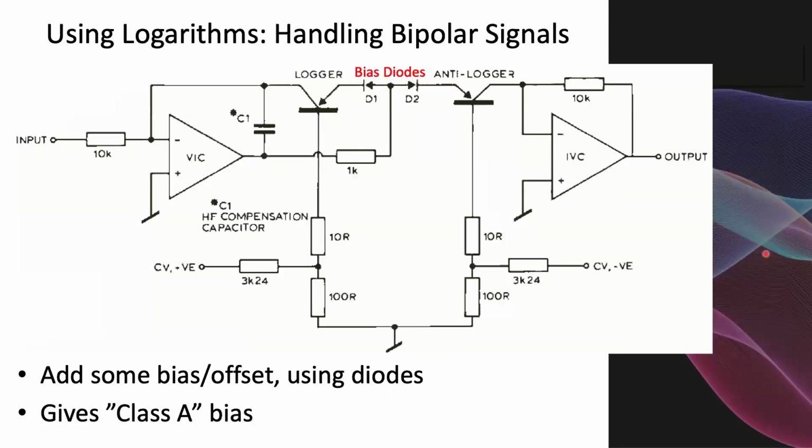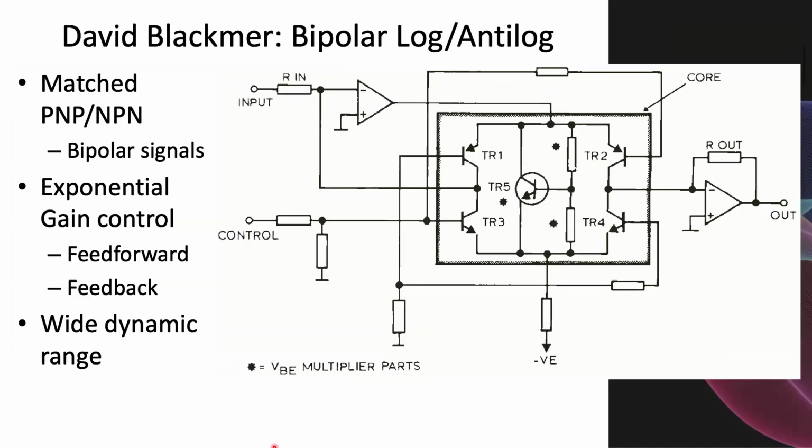The first one, done by Valley, was to add some extra bias diodes into the circuit. Really no other change in that. And you find that gives you class A bias. So you can actually have AC signals going through this now, and have a log multiplier that goes over a very wide range. And this circuit actually had very good performance indeed. The only problem with it is that because there's a lot of current flowing through the transistors, it did have an issue with noise.